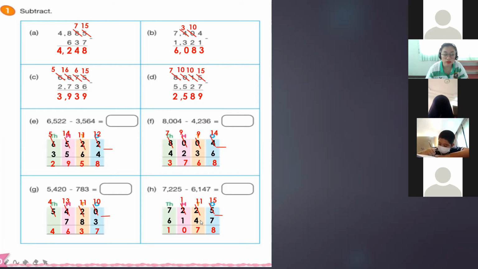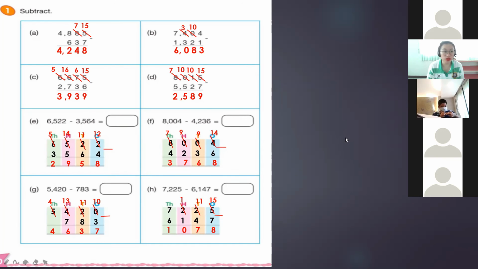1 is smaller than 4, so we have to borrow from 2. So 2 becomes 1 and 1 becomes 11. 11 minus 4 is equal to 7 and 1 minus 1 is equal to 0. 7 minus 6 is equal to 1. So the answer here in letter H is 1,078. So let's proceed to the next activity on page 101.